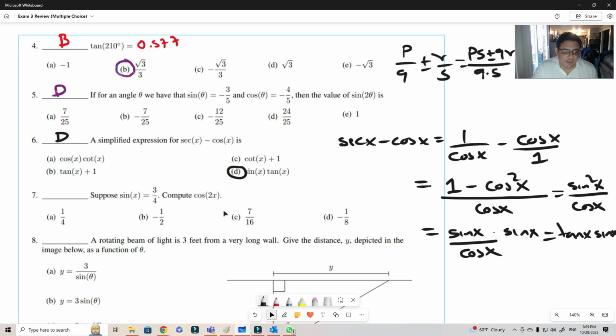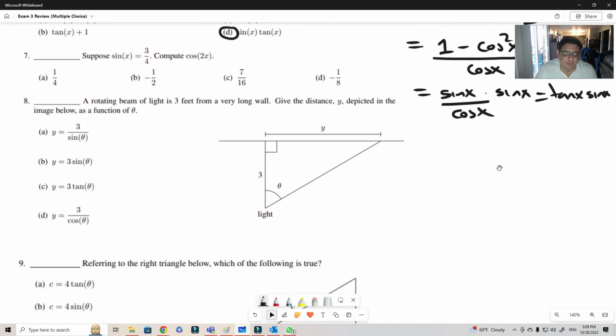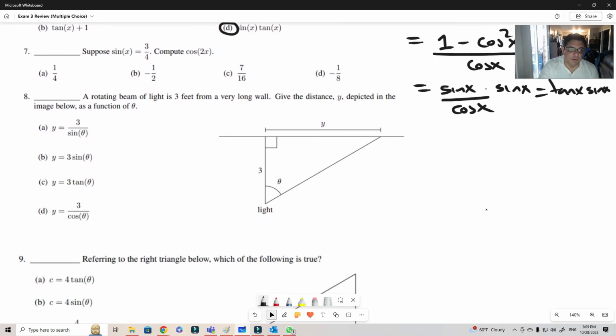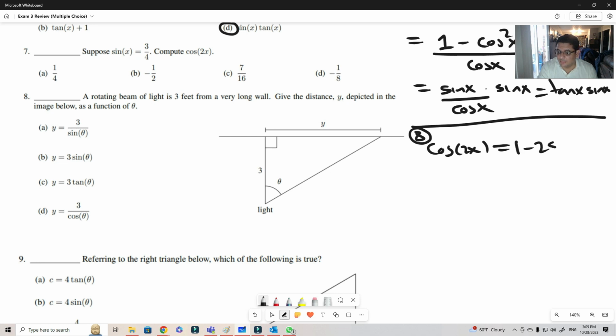Now, number 7 is very similar to what we did in number 5. We are going to have to come from what is an option for cosine of 2x, where I can use the information that I have in terms of the sine. So fortunately, I do have one identity that works with that, which is pretty much cosine of 2x is 1 minus 2 sine square of x.